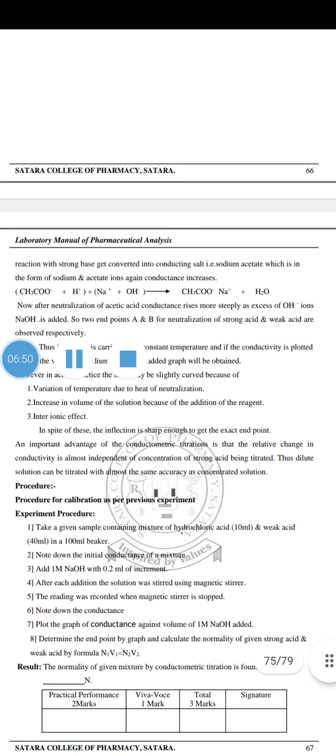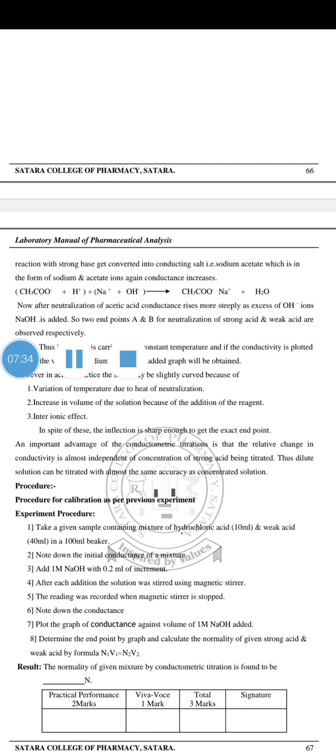Procedure of this experiment. Calibration is done as per the previous experiment number 14. Then take the given sample containing a mixture of hydrochloric acid and weak acid, 40 ml in a 100 ml beaker. Note down the initial conductance of the mixture. Add 1 molar sodium hydroxide in 0.2 ml increments. After each addition, the solution is stirred using the magnetic stirrer, then the stirrer is stopped and the conductance reading is recorded. Plot the graph of conductance against the volume of 1 molar sodium hydroxide added.